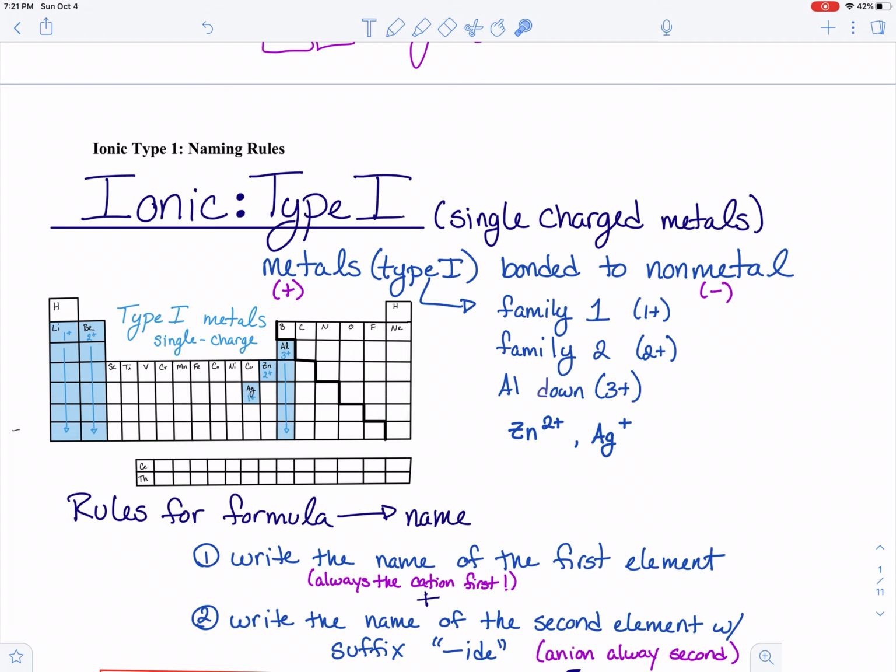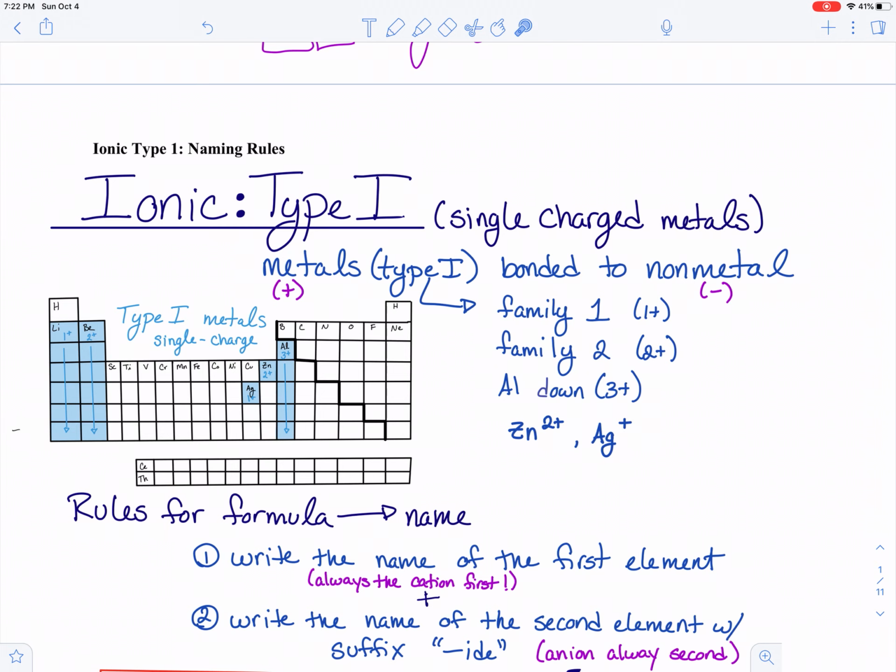So remember, boron is also not a metal, so it's not going to count as a type 1 metal since it's not a metal. You will also have to remember zinc. Zinc is a 2+, and silver is a 1+. So a nice easy trick to remember this is aluminum is 3, so it goes 3, 2, 1. So these are all of the metals that you have to know or have their charges memorized. So family 1 is 1+, family 2 is 2+, aluminum down is 3+, zinc is 2+, and silver is just 1+.